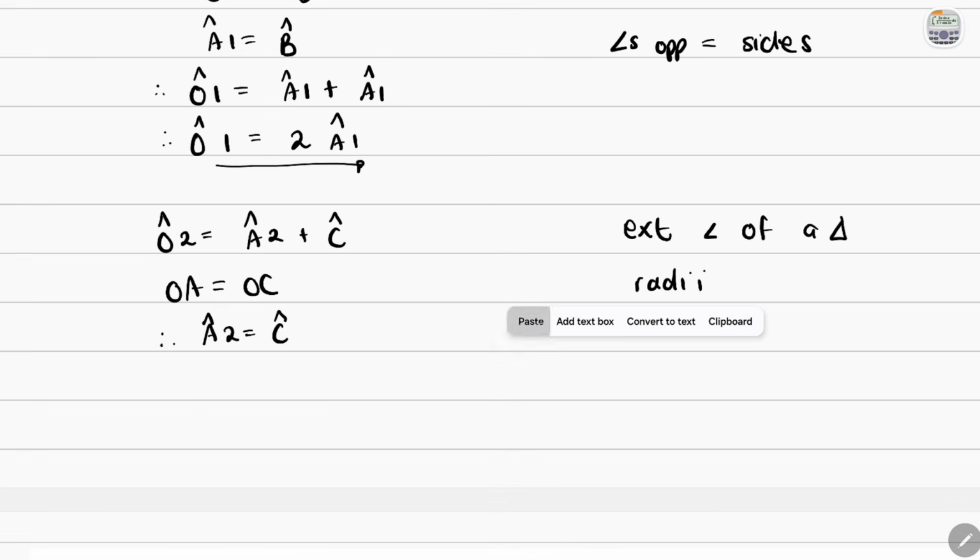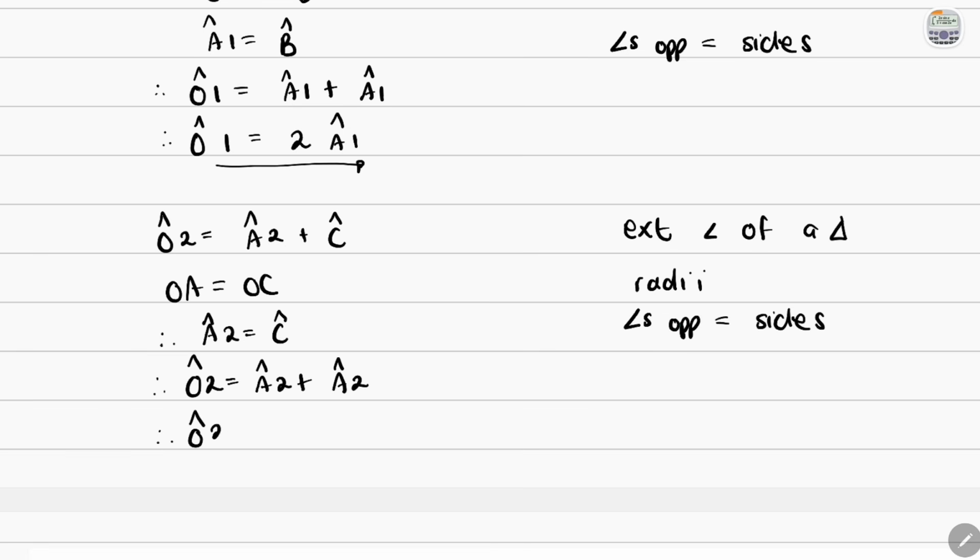And with this, we can now conclude. We're going to update that equation. Angle O2 is finally equal to angle A2 plus, in place of angle C, we're just going to say angle A2 again, since these are equal. So therefore, angle O2 is actually equal to 2 angle A2. So we have that.